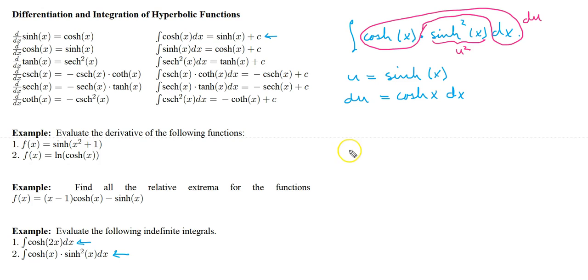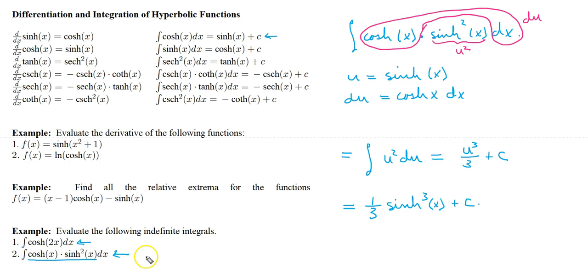And so doing all of these substitutions, then we get the antiderivative of u squared, of course, is u cubed over 3. And then substituting sinh in for the u, we finally get our answer. And there we go. That is our antiderivative for the cosh of x times sinh squared of x. And you can verify that by differentiating this, you do indeed recover cosh times the sinh squared.